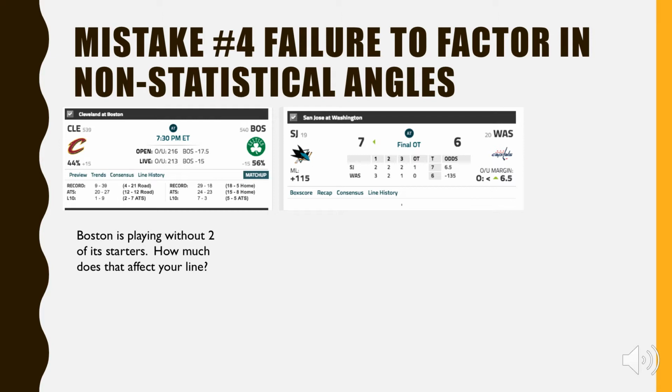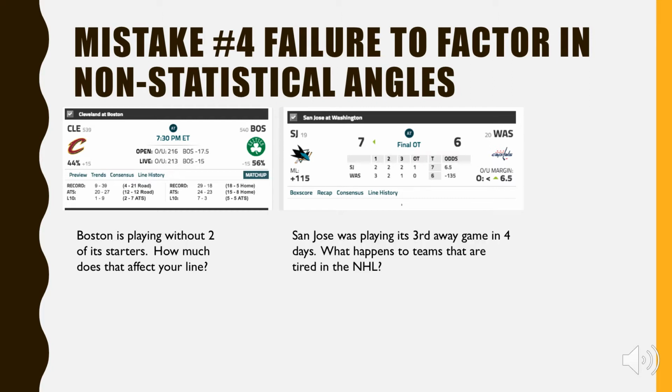If you look over here, this is an interesting game. This was San Jose, Washington. And San Jose, I can't remember who I had handicapped in this game. But San Jose, I know what it was. I didn't have anyone handicapped in this game. I didn't wager on this one. San Jose was playing its 3rd away game in 4 days. So again, this isn't really related to stats, but more to fatigue. So what happens to teams in the NHL that are tired? They play sloppy defense, and you can see that this game went over.